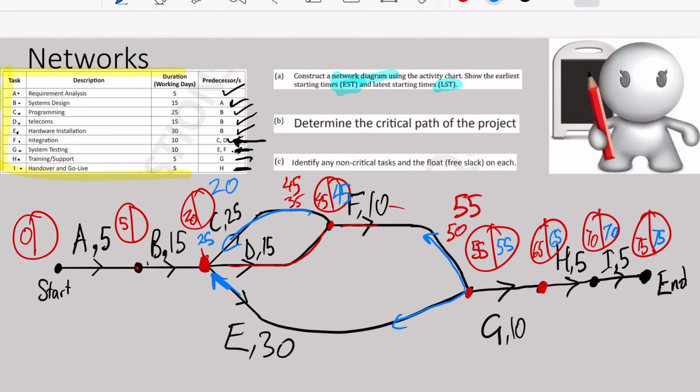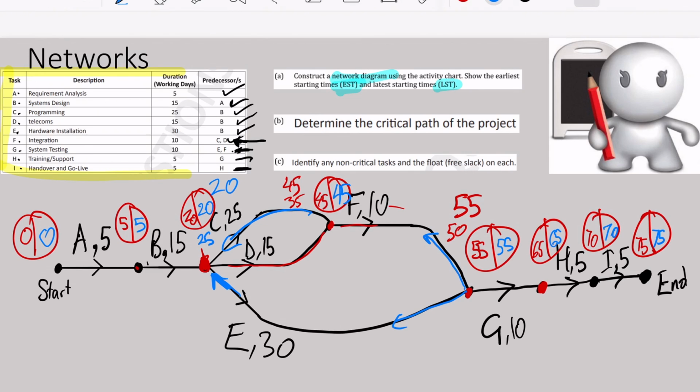Now remember, going forward, we were writing in the longest time. Going backwards, we're writing in the shortest time, so 20. Okay, and then over here, 20 take away 15 is 5, and then it's 0.